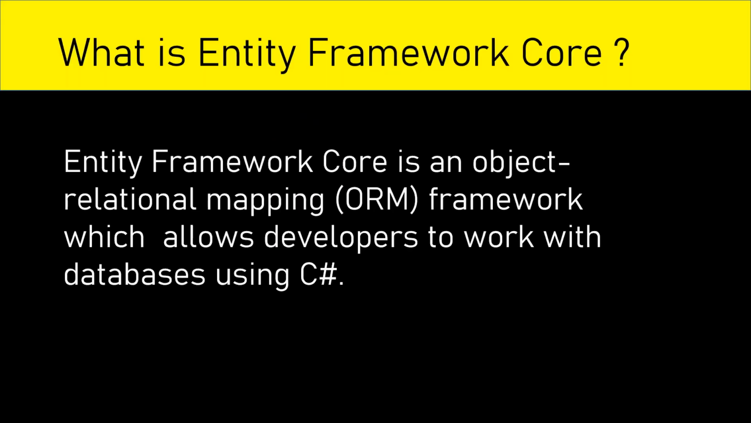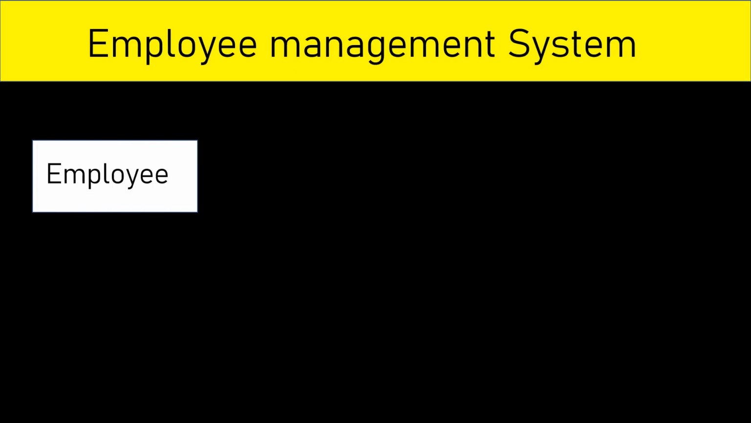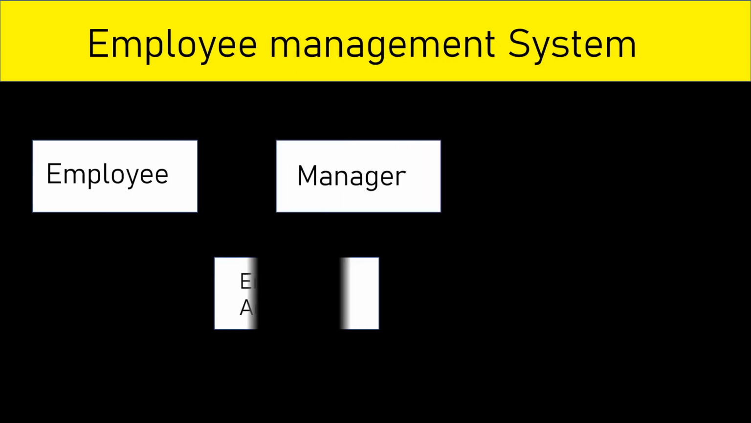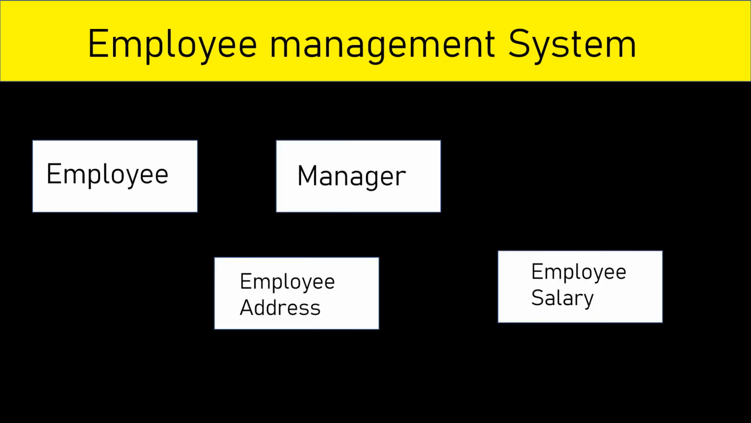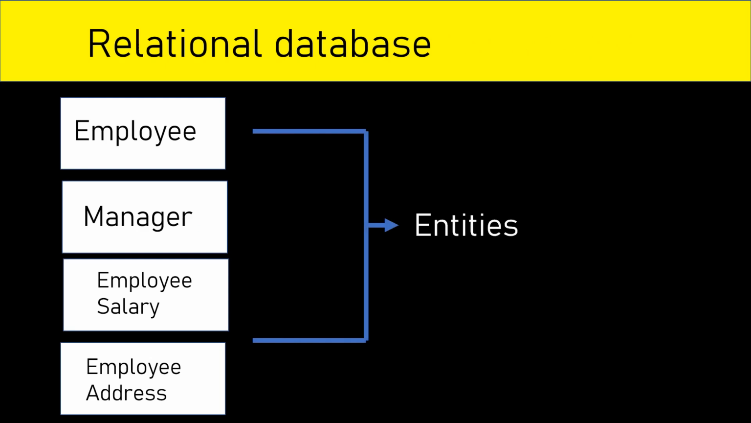As you all know, Entity Framework Core is an object relational mapping framework which allows developers to work with databases using C#. If you take an example of an employee management system, this system involves so many objects like employee, manager, employee address, employee salary, and so many other objects. In a relational database, we call such objects entities. In simple terms, entities represent real-world objects.